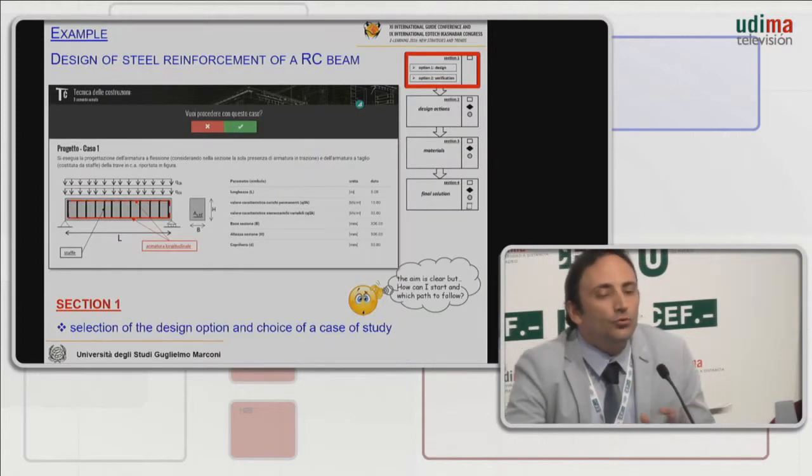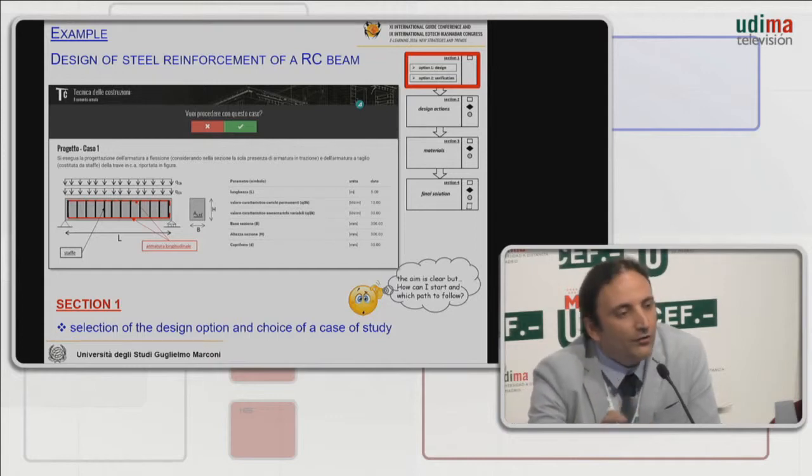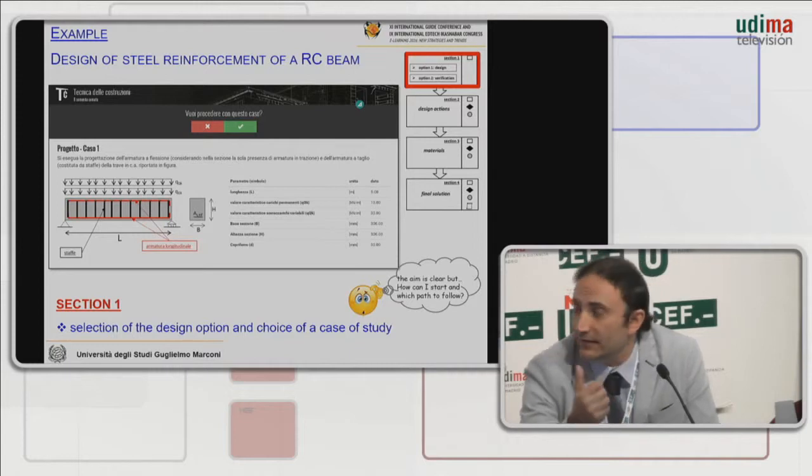So, in order to show in detail the mode of operation of this laboratory, I present a simple case just derived from its library. This case consists of a simple supported reinforced concrete beam, and the aim of the problem is to evaluate the amount of steel of this beam. So the first window characterizing the laboratory is shown in this slide.